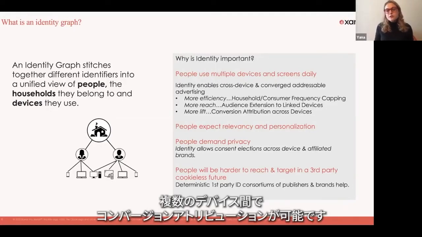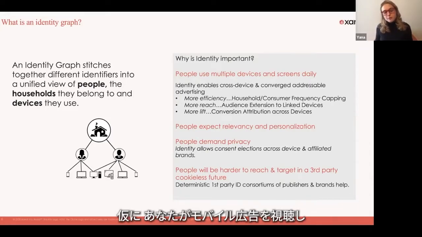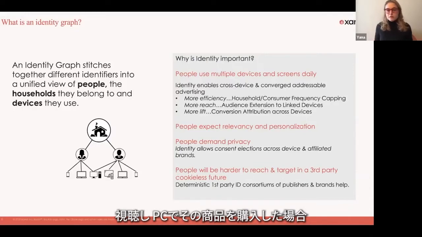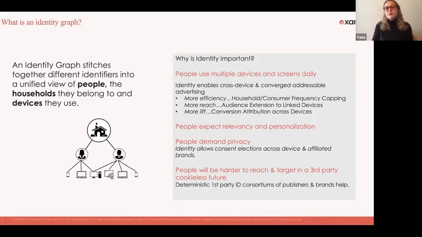So you can do, for example, conversion attribution across different devices. For example, you watch an ad on your mobile and you decide to buy it on your desktop, then we are able to connect these two actions together and help you to increase your lift.